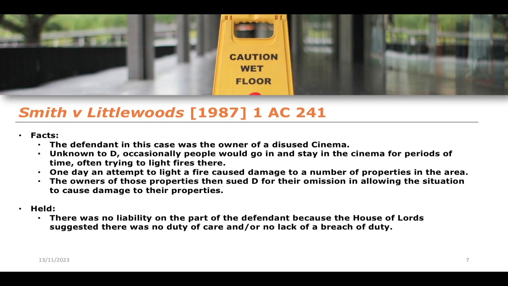If there was no duty of care, then there can't be any claim in negligence. And so that's essentially the two cases which illustrate the general rule for the concept of omissions. Like I said, the next lesson is going to talk about situations where liability can arise out of omissions in the tort of negligence.